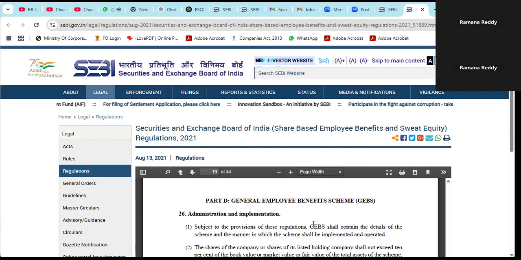General employee benefit scheme. Next we are going to Part D. This is the fourth one: general employee benefit scheme, GEBS. Administration and implementation. Full details shall be mentioned in the scheme itself.